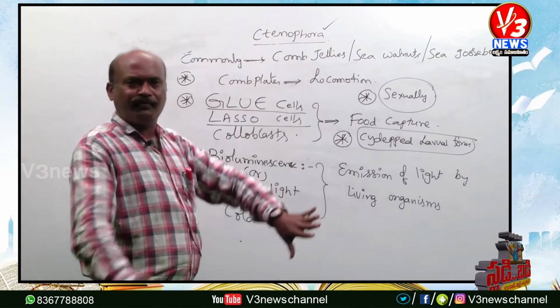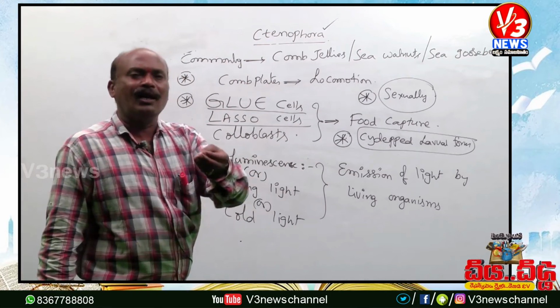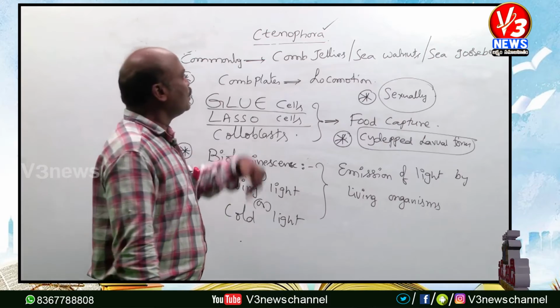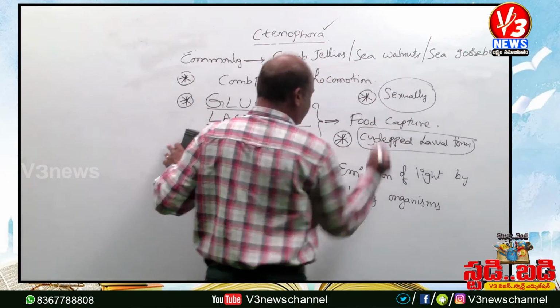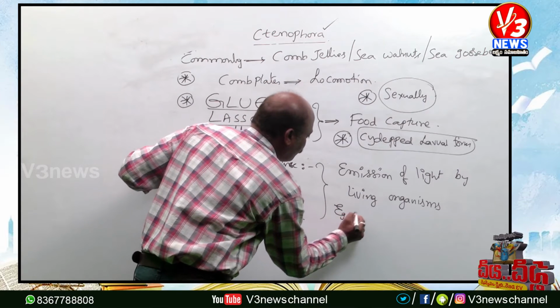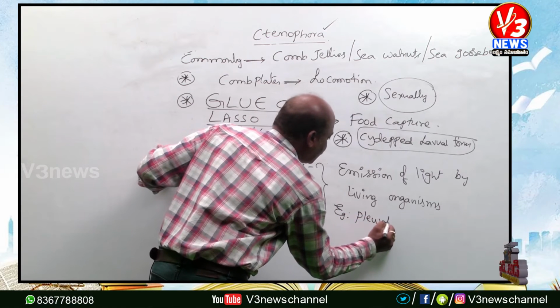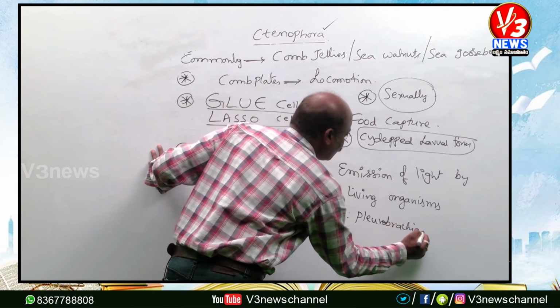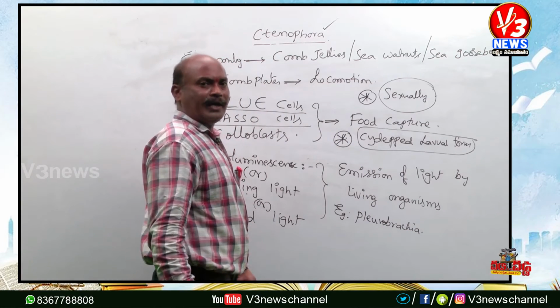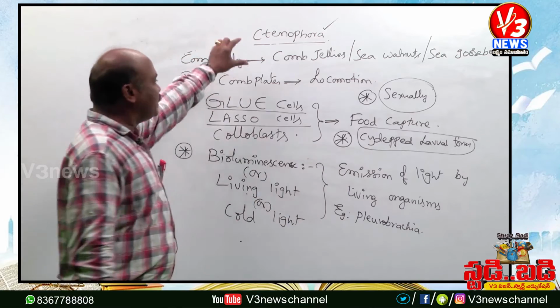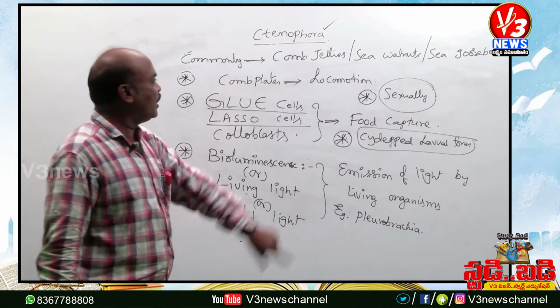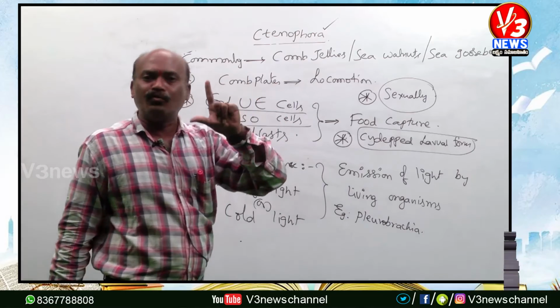So, examples. Ctenophora is the minor phylum. It includes a small number of organisms. So among these, I'll give only two examples. One example is Pleurobrachia, Ctenoplana, Hormiphora. These are all examples. So this is the information about the minor phylum Ctenophora.